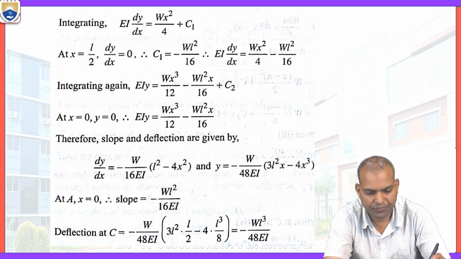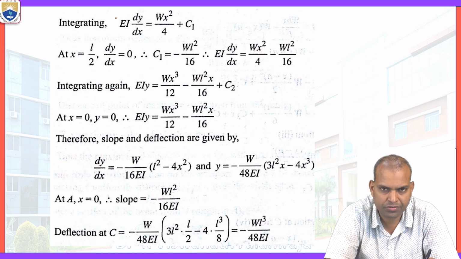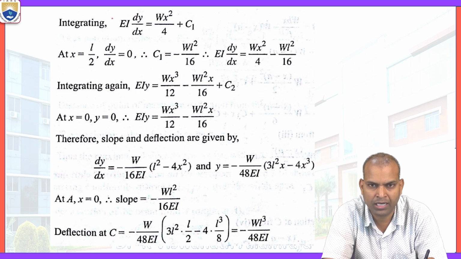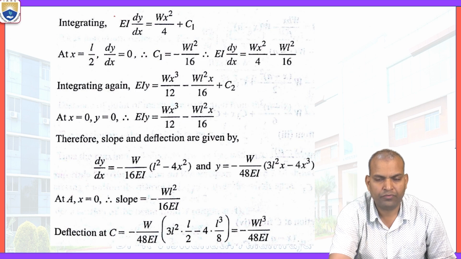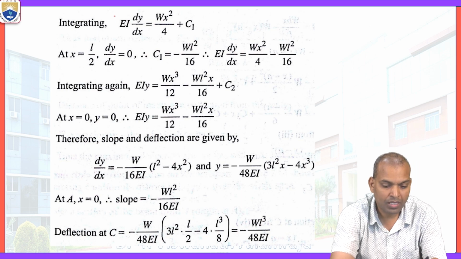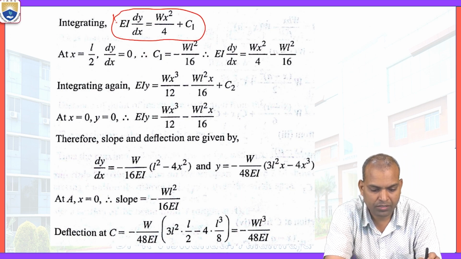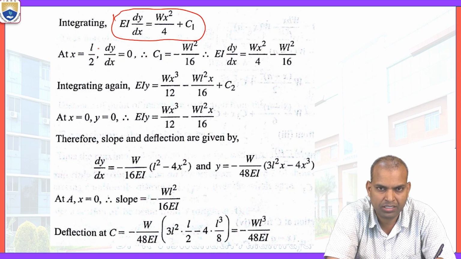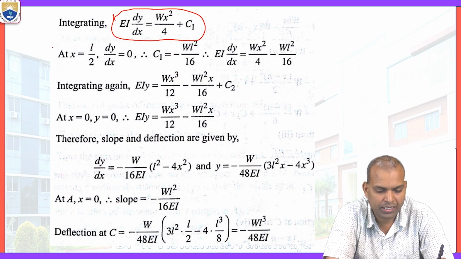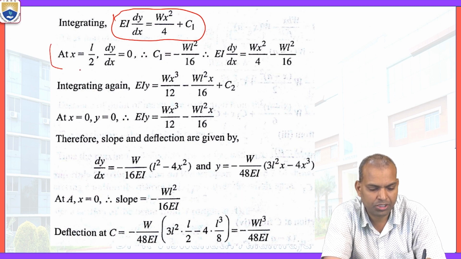So that's what we have done here. The above equation we integrated once, that is EI times dy by dx equals W times x squared by 4 plus C1. This C1 is the constant of integration. The constant of integration is to be calculated by using the boundary conditions, such that there is a relation between the slope and the span of the beam. That is, at x equal to L/2, dy by dx equals 0. This is the boundary condition.